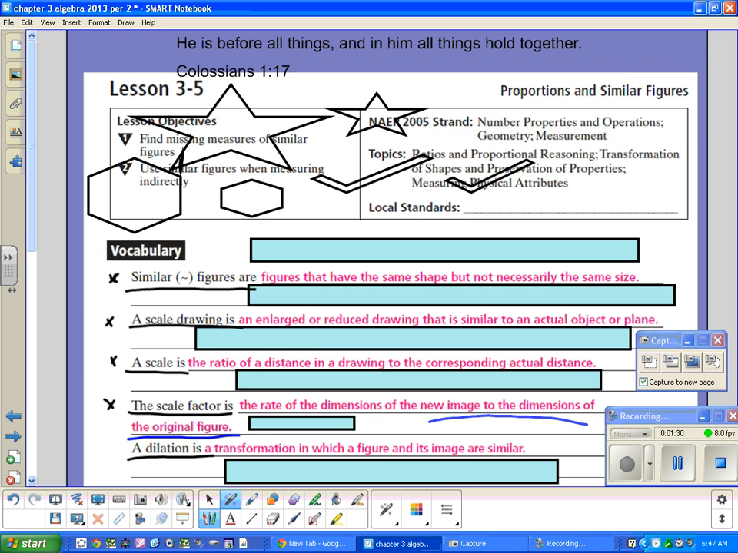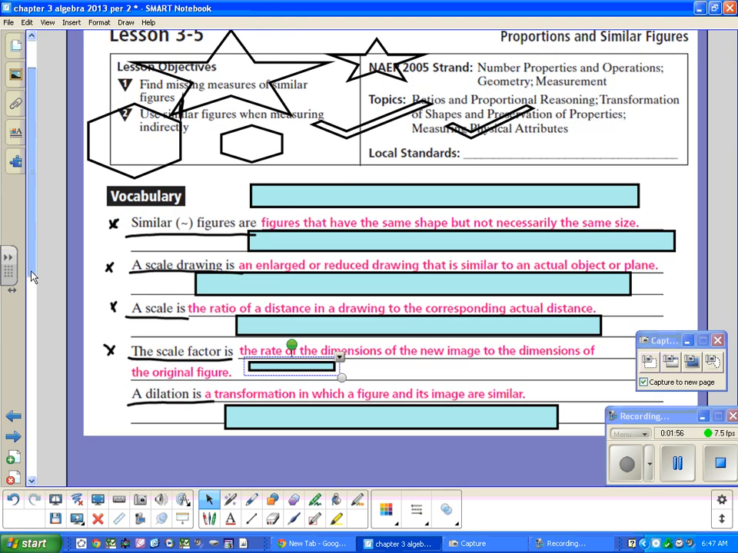A dilation is a transformation in which a figure and its image are similar. And a dilation can be something that gets larger or smaller. So that would be an example of a dilation. It holds its shape. It's still a rectangle, but it gets larger or smaller, dilation. And there's other explanations for these, but that was just a quick explanation.